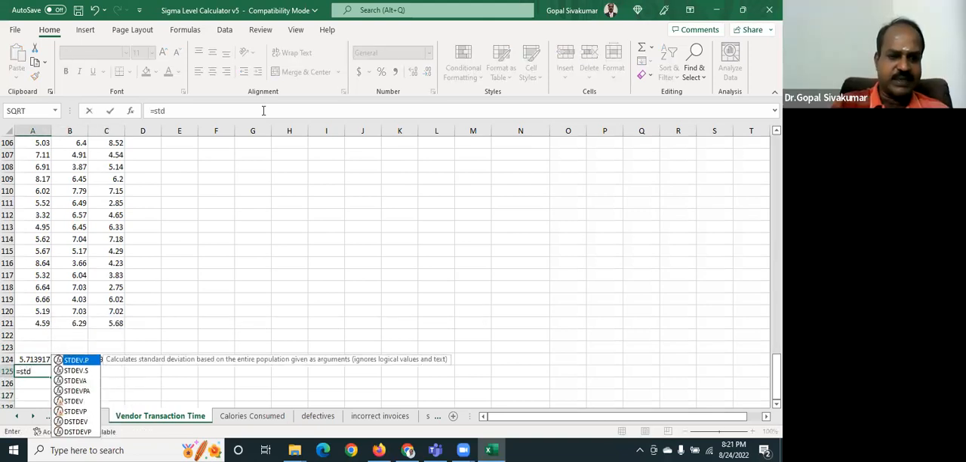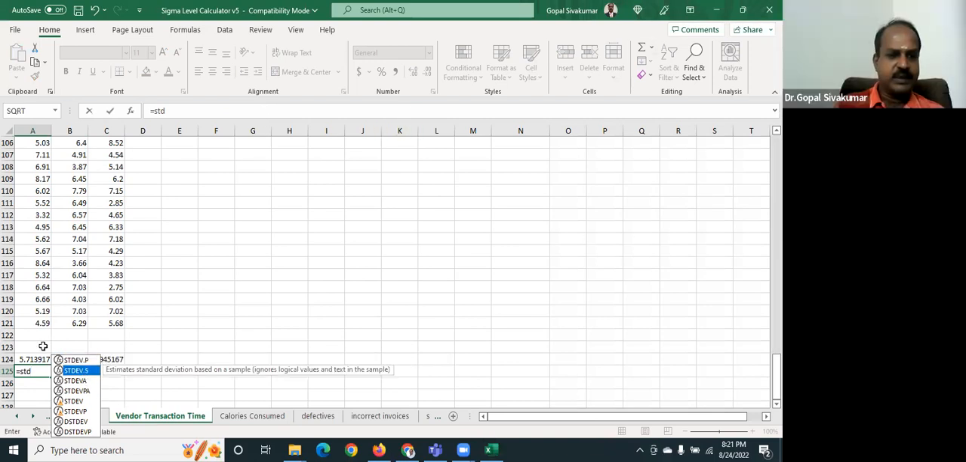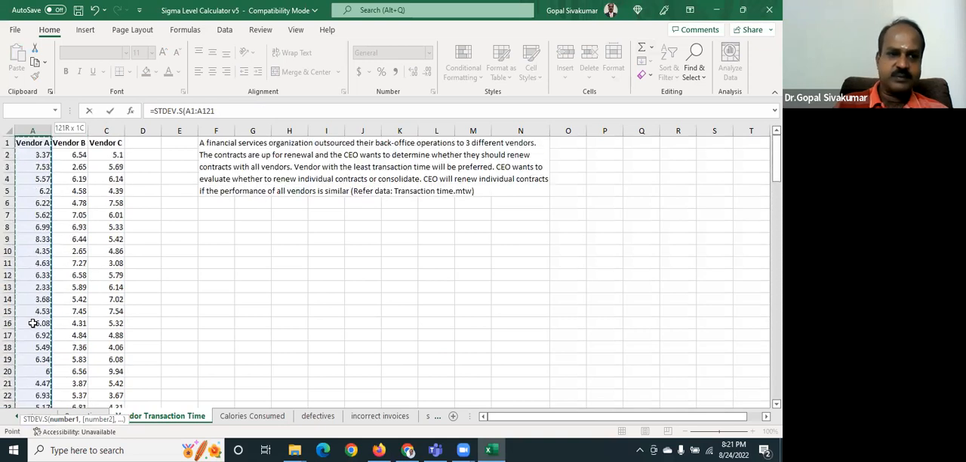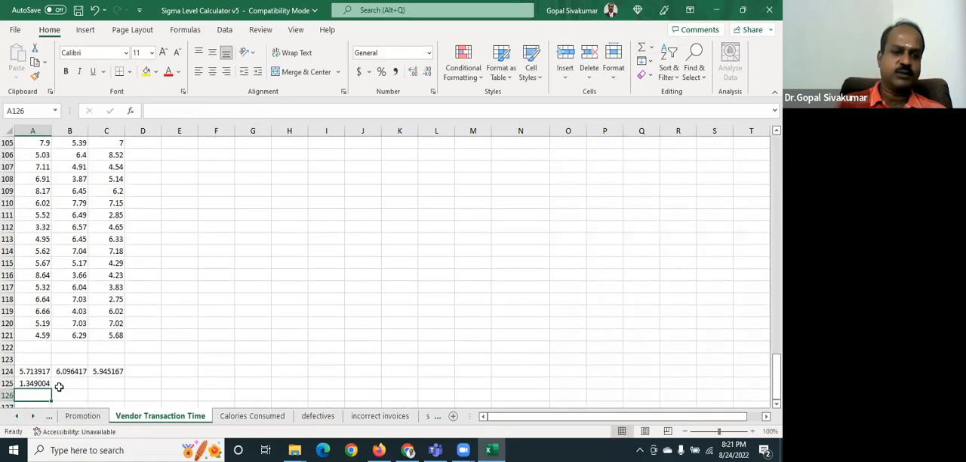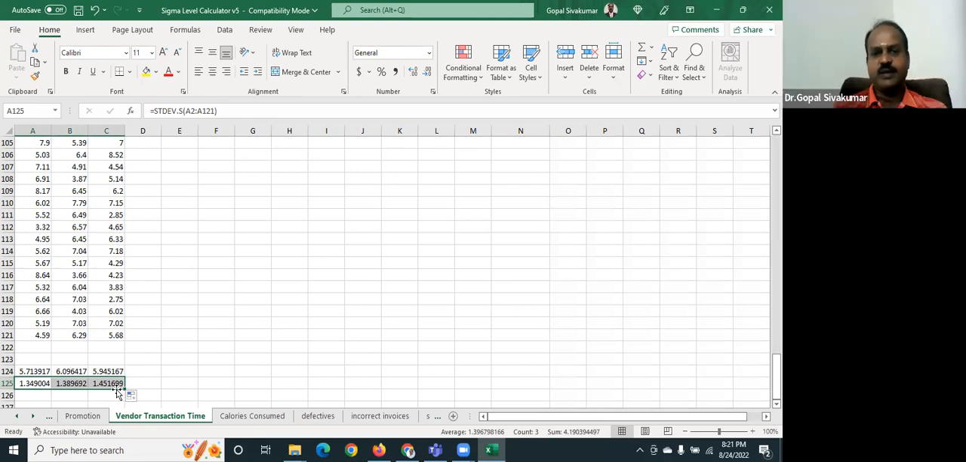Now I want to calculate standard deviation also. Standard deviation dot P means population, dot S means sample. So select sample. Now once again, cover all the data, close it, enter. Now standard deviation has come. Same thing, you want to do it for the second column and third column. This is how the mean and standard deviation can be calculated without manually doing the calculation.